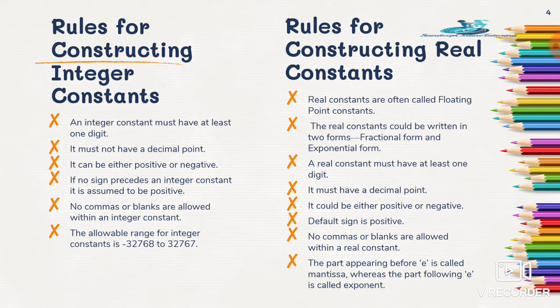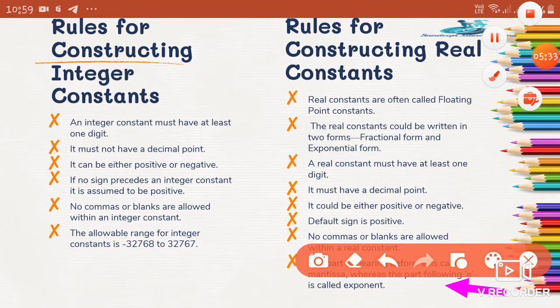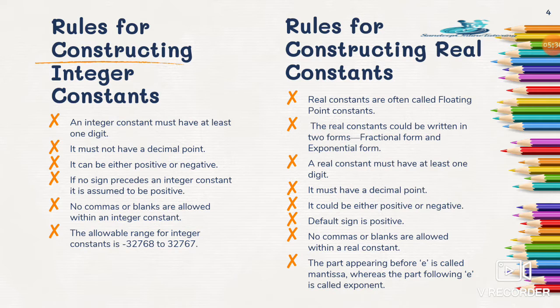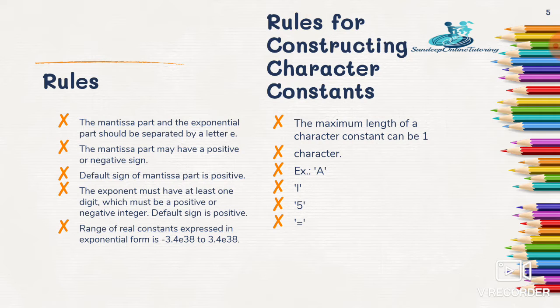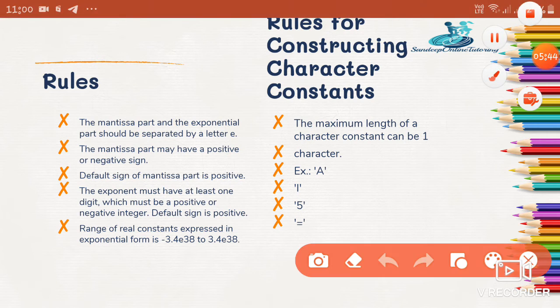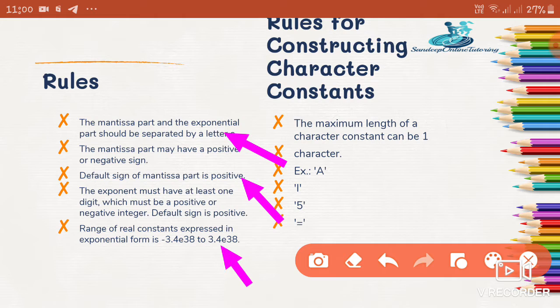There are two parts. One is the mantissa part, the other one is the exponent part. To represent the exponent part, we have to use e. The mantissa part and the exponent part should be separated with e. The mantissa part may be positive or negative. The default sign of the mantissa part is positive, and the range is -3.4E38 to 3.4E38.